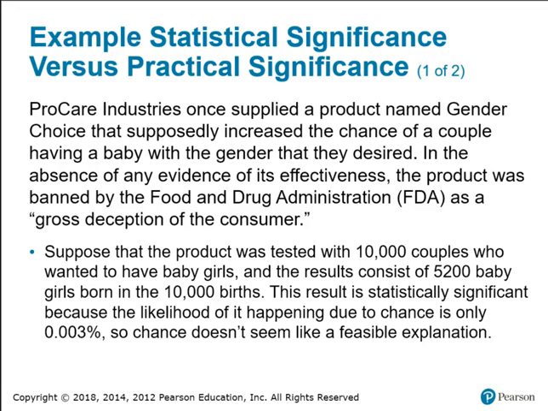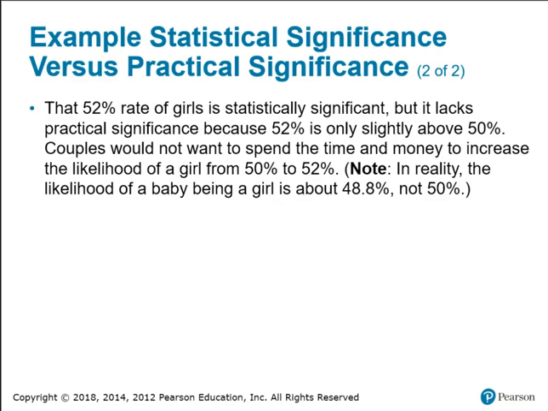Well, suppose the product was tested with 10,000 couples who wanted to have baby girls, and the result consisted of exactly 5,200 baby girls born out of those 10,000 births. So we look at that and we say, well, the likelihood of getting that exact value, 5,200 out of 10,000 births, is really unlikely. You're going to have 3 1,000ths of 1% that this is going to happen just randomly. Okay, so it doesn't seem like this is a real likely thing to happen just in general. All right, so that's the statistical significance.